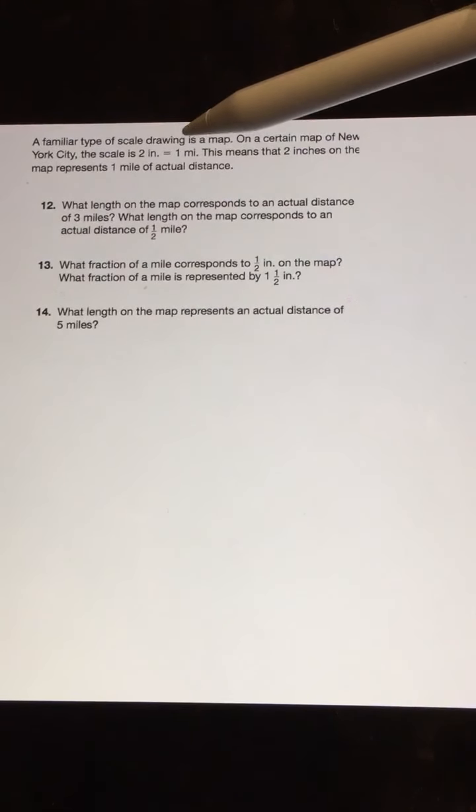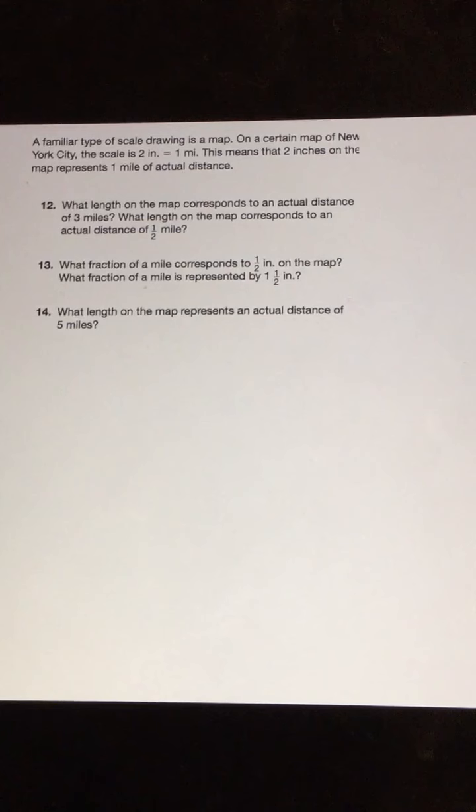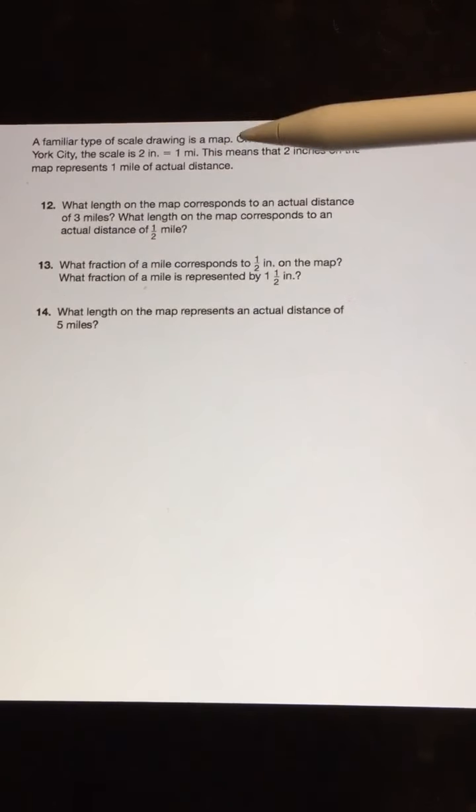All right, on this one, we can see that a familiar type of scale drawing is a map. On a certain map of New York City, the scale is 2 inches equals 1 mile. So if you get out a real paper map, you can see often that there's a little scale on the bottom, and it says how many inches would be in so many miles. So be sure to check it out. I love looking at maps. This means that 2 inches on the map represents 1 mile of actual distance.